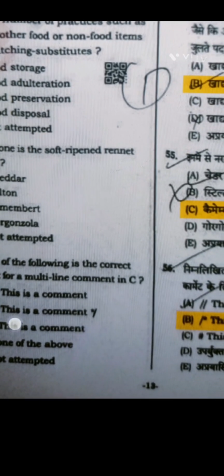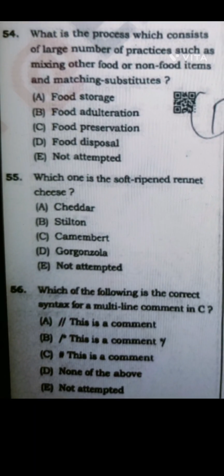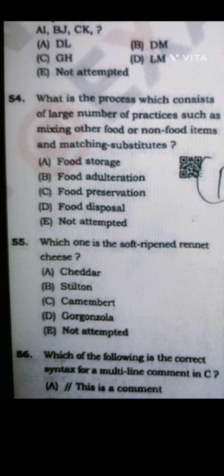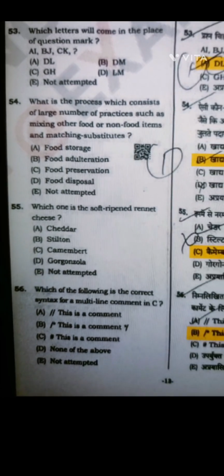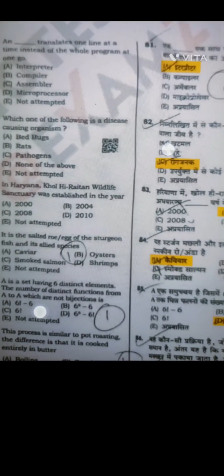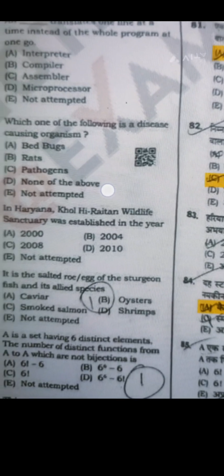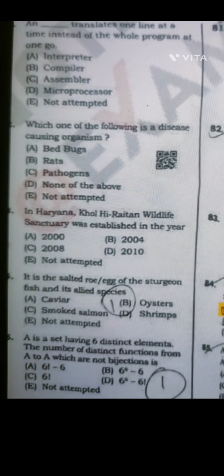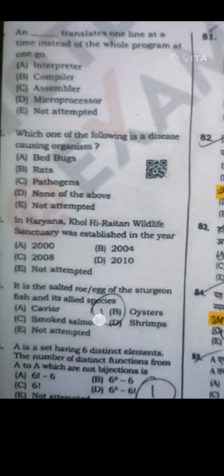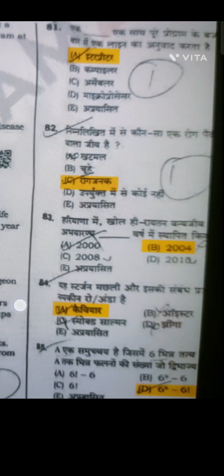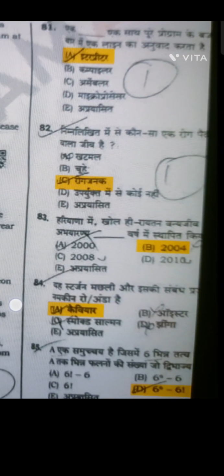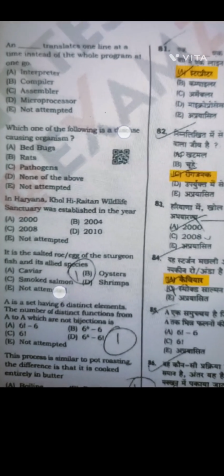What is the next question you are looking for? An interpreter translates one line at a time instead of the whole program at one go. Interpreter, इंटरसेप्टर एक साथ पूरे प्रोग्राम के बजाय एक लाइन का अनुवाद कर सकता है. So the interpreter translates line at a time instead of the whole program.